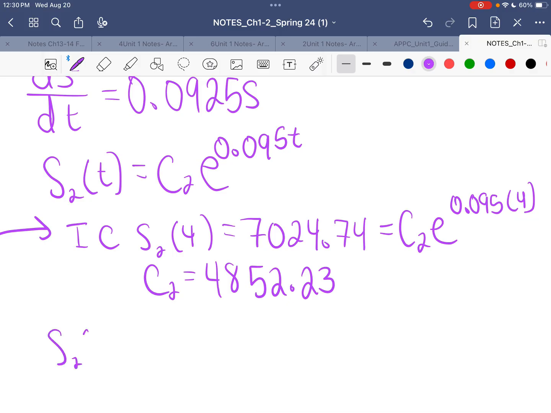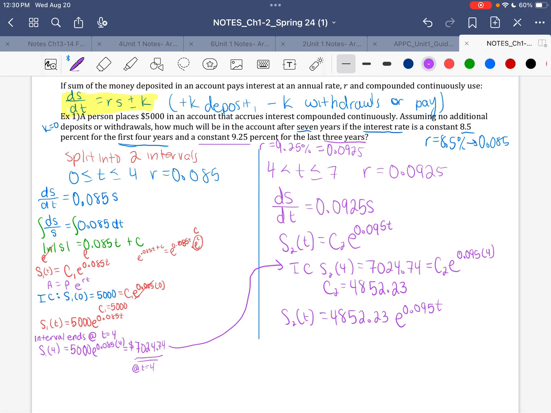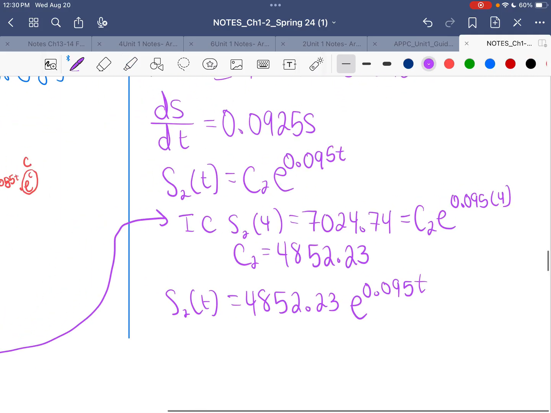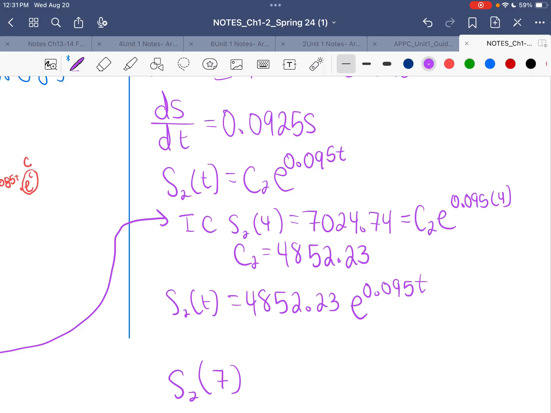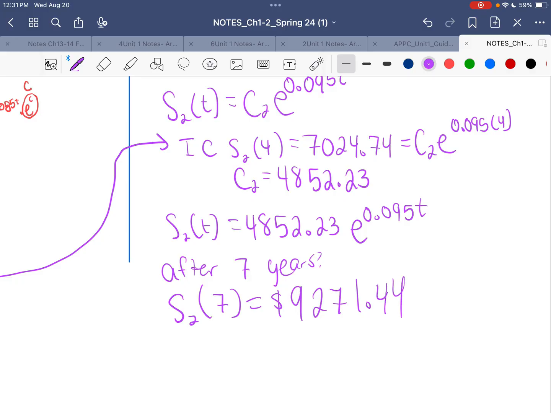Okay, so our S2 at T equation, 4,852.23 e to the 0.095 T. And then let's make sure we answered what was asked. How much will be in the account after 7 years? So really the question is, what is S2 at 7? So after 7 years, plug it in, use your calculator. Okay, so this answers the question.